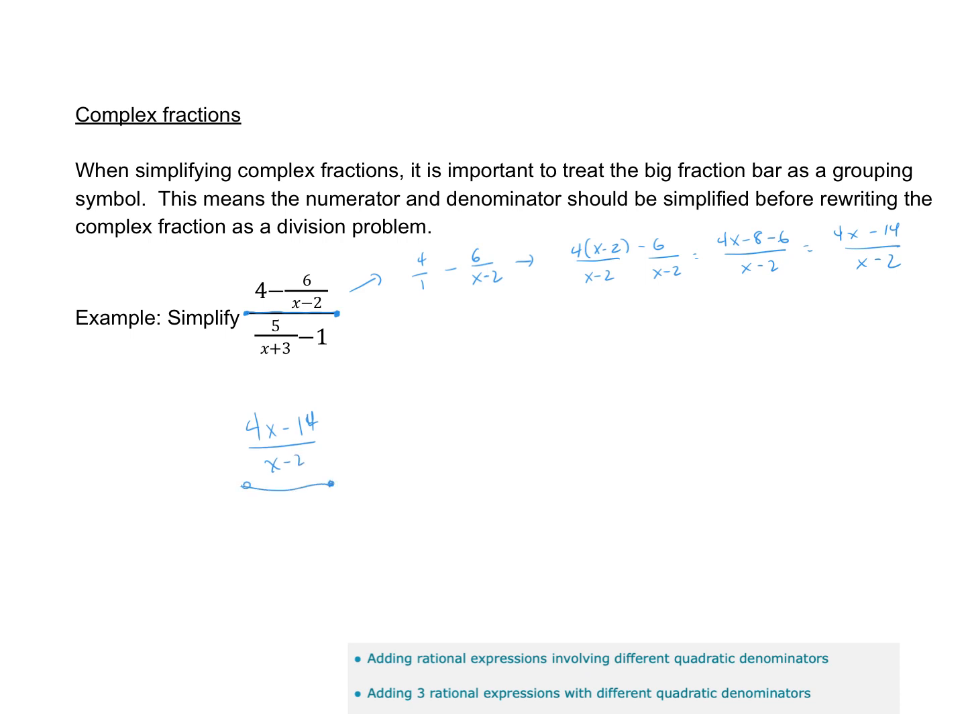Divided by, and now I'm going to do the bottom of my fraction. So the common denominator there is x plus 3. And then I can combine those. Looks like that. So now what I have is this.